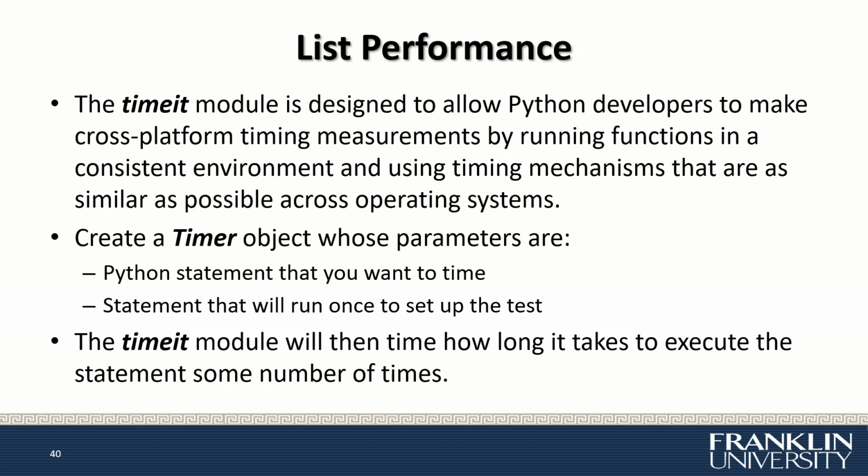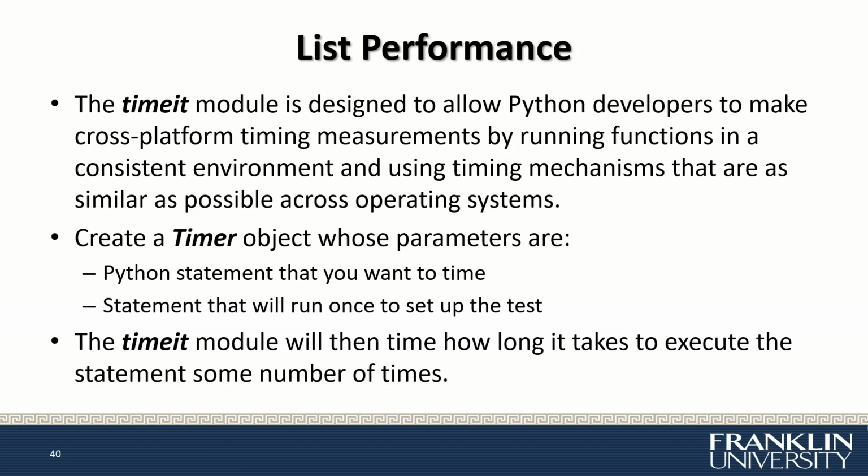The timeit module is designed to allow Python developers to make cross-platform timing measurements by running functions in a consistent environment and using timing mechanisms that are similar across operating systems. To create a Timer object, the parameters have two things: a Python statement that you want to time, and a setup statement that will run once. The timeit module will then time how long it takes to execute the statement some number of times.